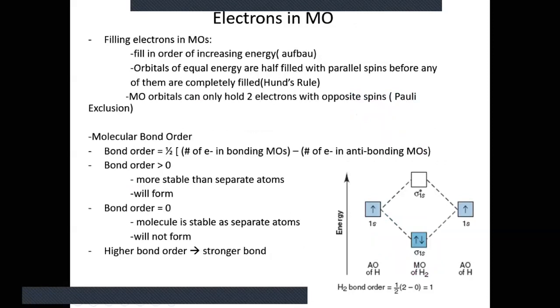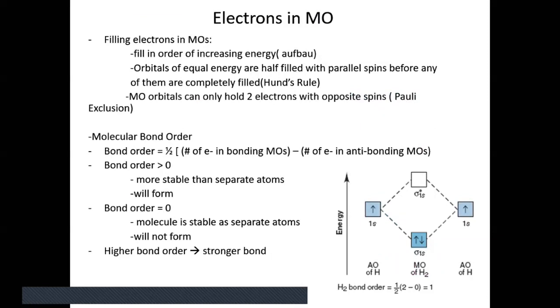So how do we put electrons in molecular orbitals? Well, we use the Aufbau principle, so we start with the lowest energy level first and work our way up. We also apply Hund's rule. Each degenerate orbital gets one electron before you pair them up. And we also apply Pauli's exclusion principle, which means that no two electrons can have the same set of quantum numbers. So we have one pointing up, one pointing down.